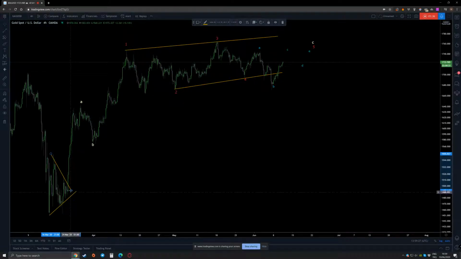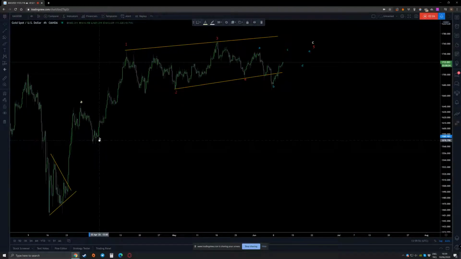Now, because this impulsive move, wave A, was so violent, it does look like this here is like a third wave, maybe fourth wave. This in a 4-hour chart is not visible even. Okay. So after this wave A, we have a wave B.